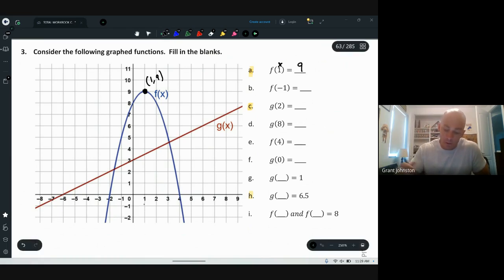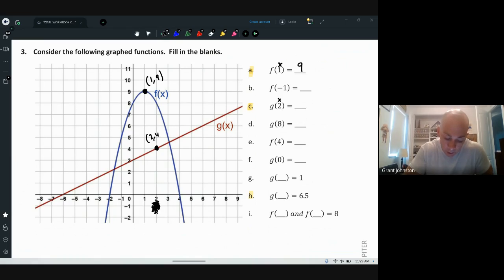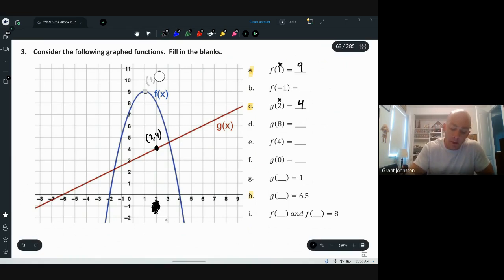So let me do C, G of 2. So remember, this is our x. So we look when x is 2, but now we're looking at the G function. So if I scroll up, here, it's 2 comma 4. So with the input of 2, the output is 4. Yeah, so hopefully that's okay. Now I'm going to show you H. Let me erase all this. I don't want to get too muddy with the work.